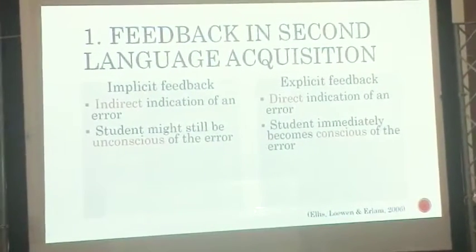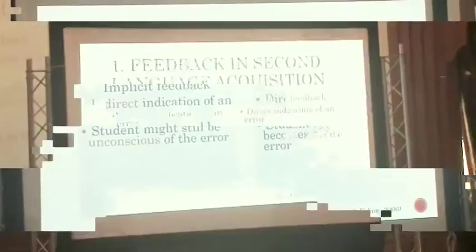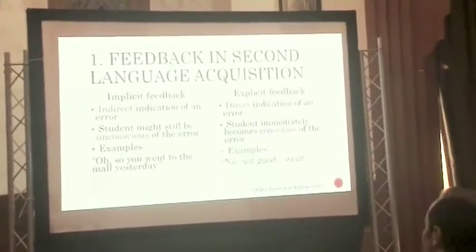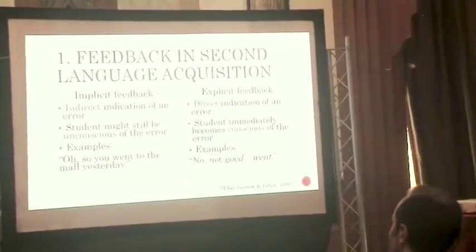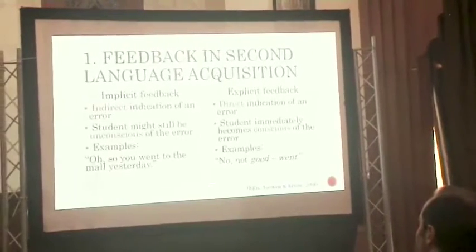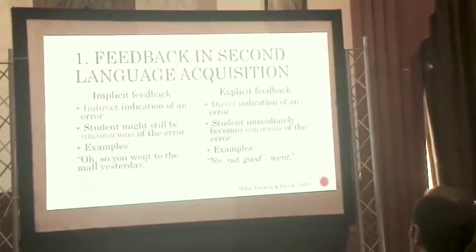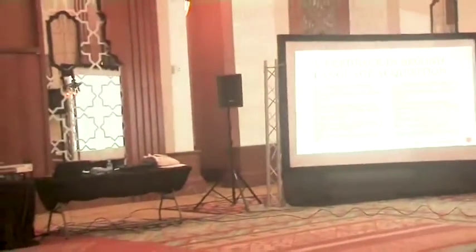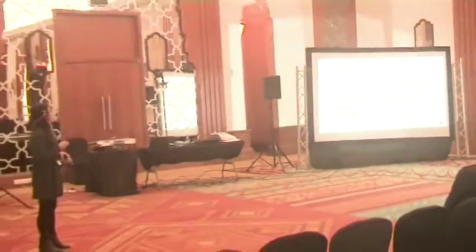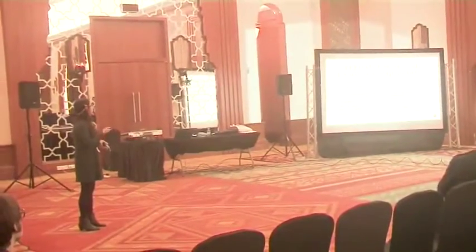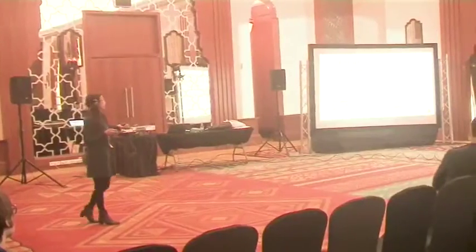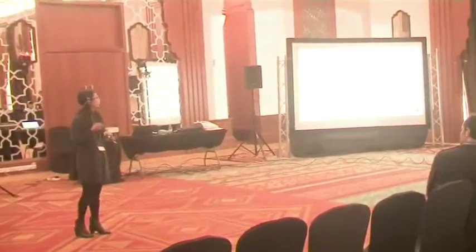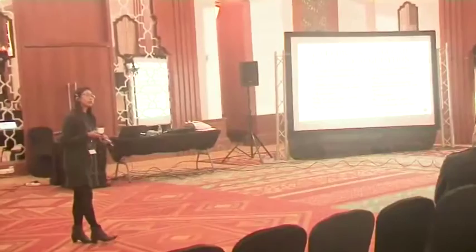For example, you can do implicit feedback and explicit feedback instead of "not gold, went." Or if you're doing implicit feedback and explicit feedback in writing, you could have said in implicit feedback, is this sentence correct? As opposed to telling him directly that this sentence is wrong. Okay? Now, what do you guys think? Do you think that implicit feedback is better or explicit feedback is better?